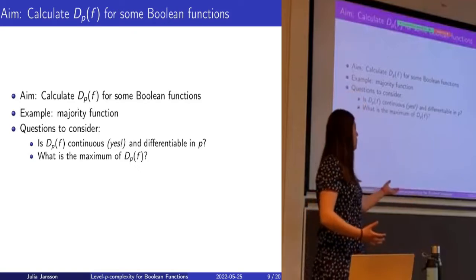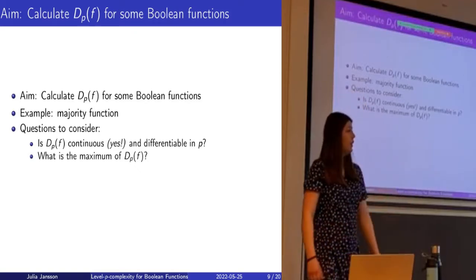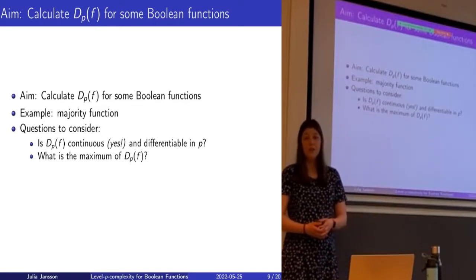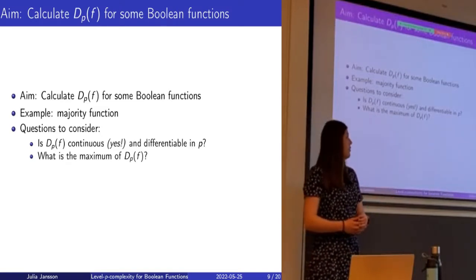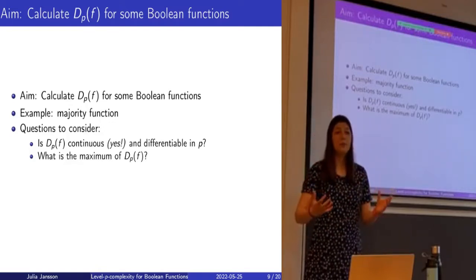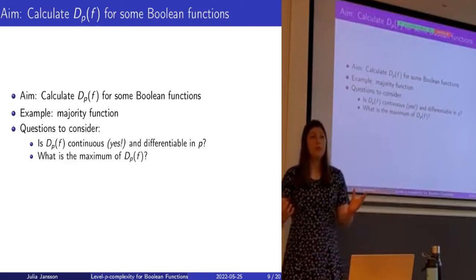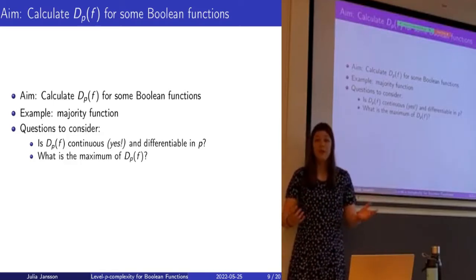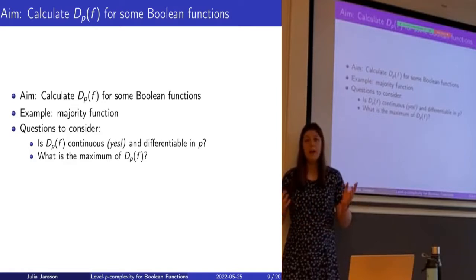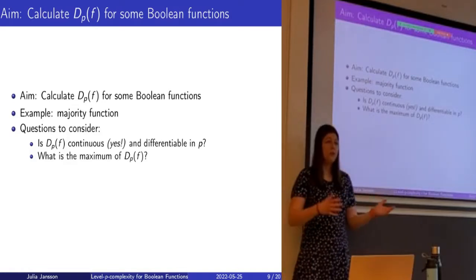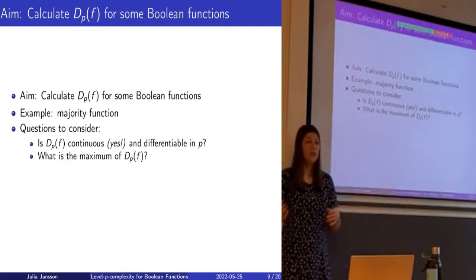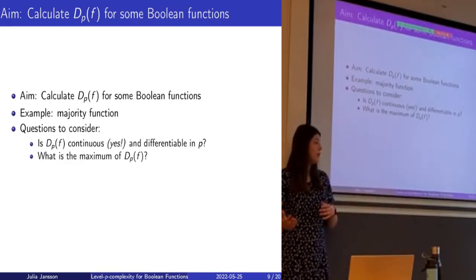And what is the maximum of the level P complexity? So we saw that we computed the maximum in the case of majority on 3 bits. And this can be interesting for 2 reasons. It's both interesting to know what is the maximum complexity we have, what is the number of this, and to compare it to other notions of complexity. So for example, for majority on 3 bits, the maximum was 2.5, but the deterministic complexity was 3. So the maximum level P complexity is lower than the deterministic complexity.